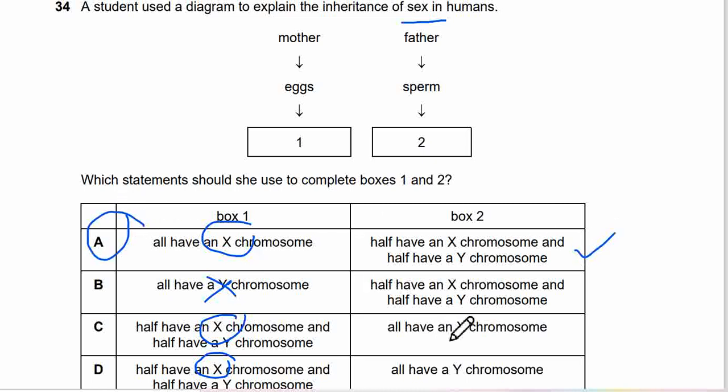Now let's see why the others are wrong. Father in here has all X, so it's wrong, all Y is wrong. So father has 50% X and Y. Mothers all have an X chromosome, father has half X and half Y. So that will determine the sex of the offspring.